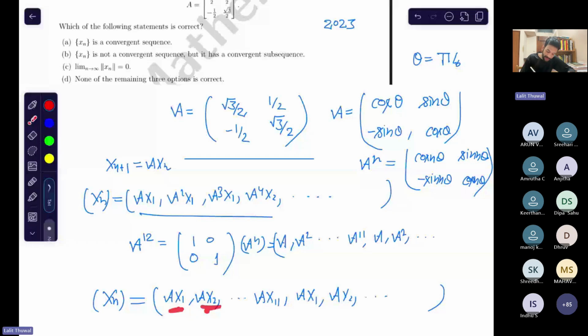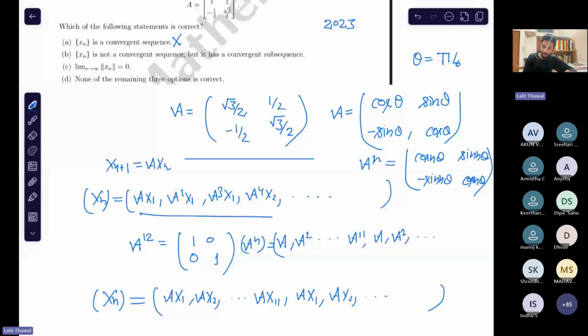Say you have a sequence like this in real numbers. What do you say about the convergence of this sequence Xn? You say that this is an oscillating sequence. So what do you think about the convergence now? It does not converge, because it has more than one limit point. Right, it need not converge.